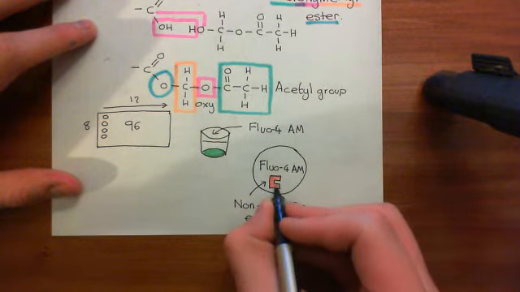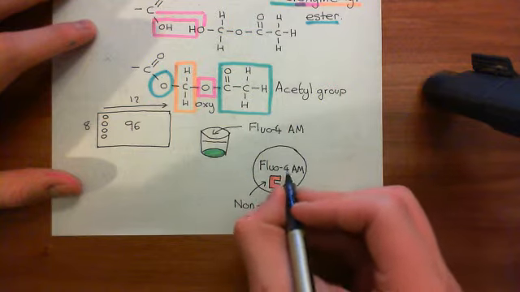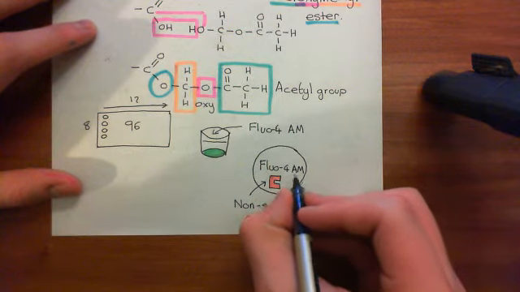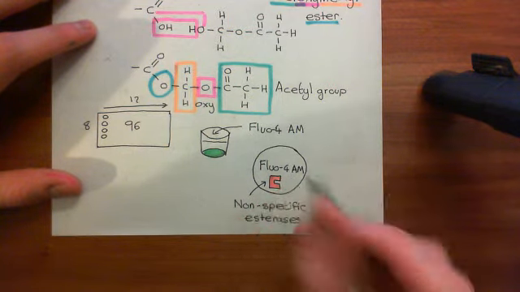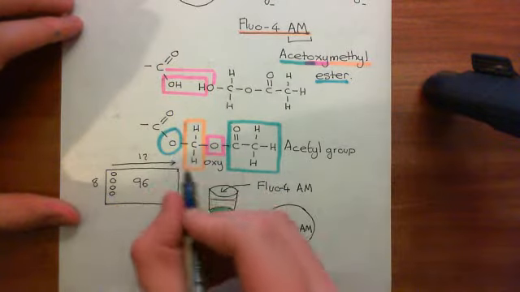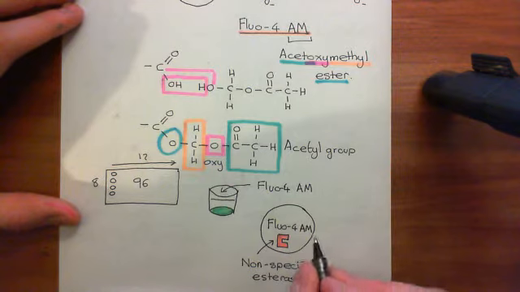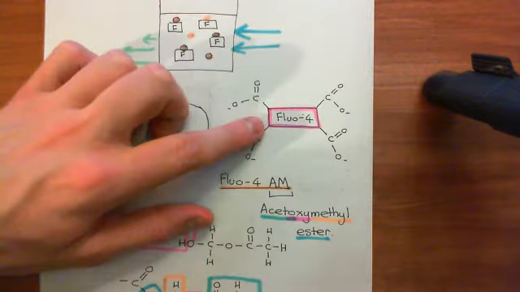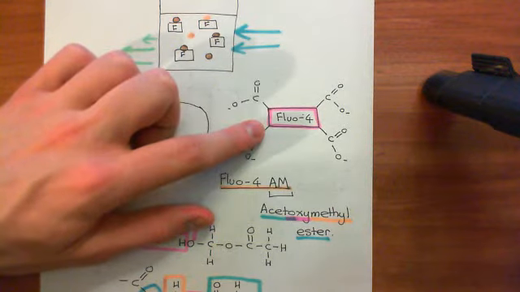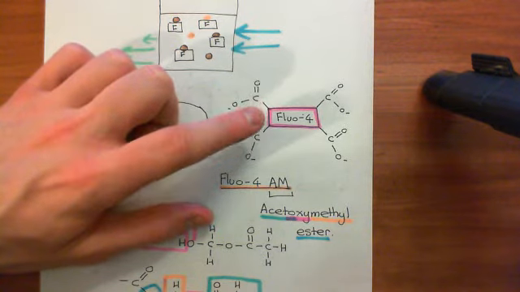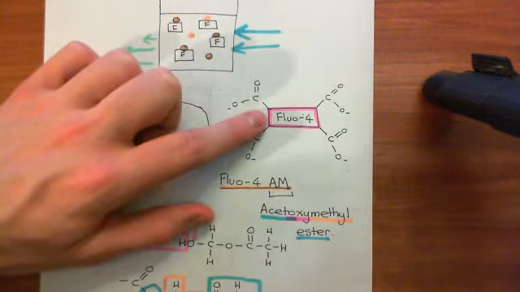So this non-specific esterase is going to cut the acetoxy-methyl esters off the Fluo-4 molecules. It's going to break this bond, returning these 4 groups of the Fluo-4 molecules back to being carboxylic acid groups, just like this. And now this molecule cannot cross cell membranes, so it is utterly trapped within the cell.